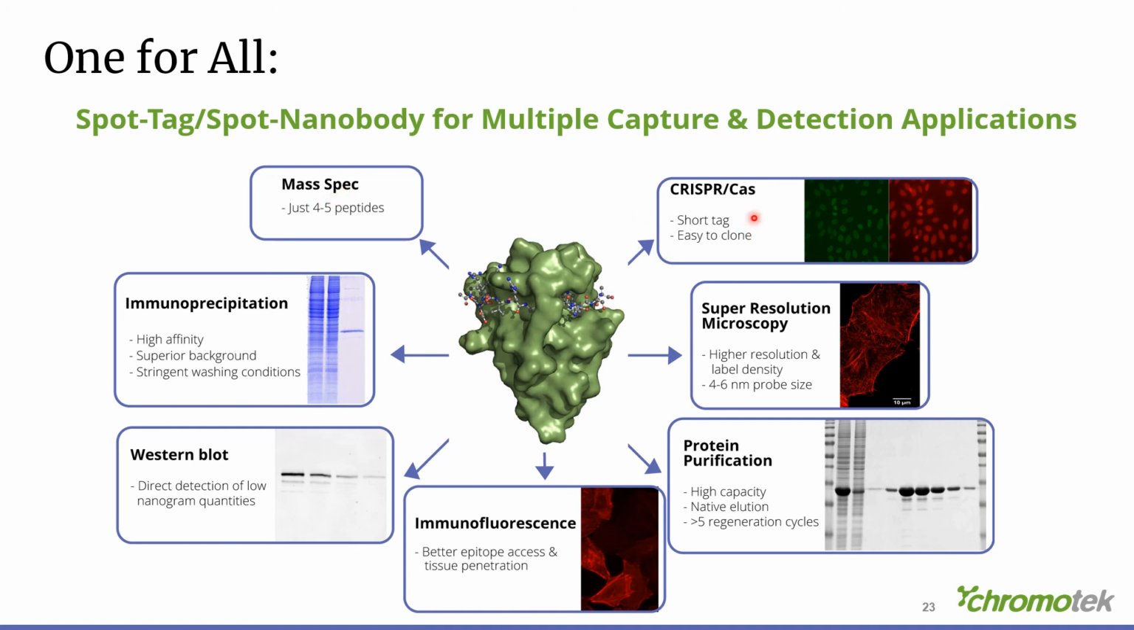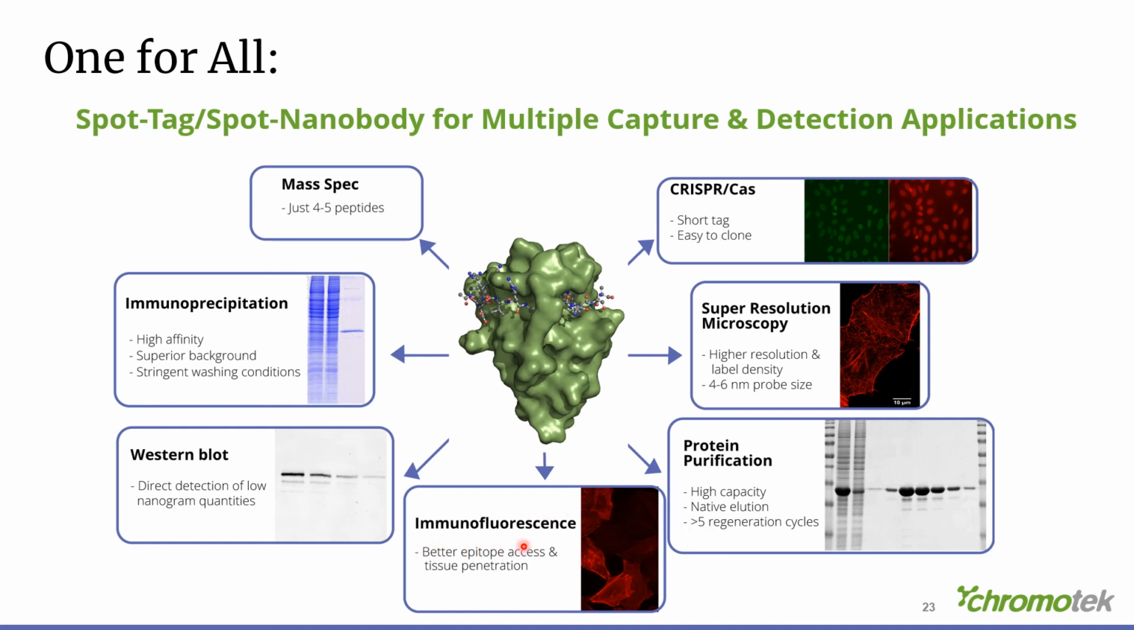You may CRISPR-Cas the short tag relatively easily into the genome using CRISPR-Cas technology. You can use a Spot-Tag in Super Resolution Microscopy, where you obtain a higher resolution and a higher label density than with conventional antibodies due to the small probe size. You can effectively use it for protein purification with a spot cap. We have a high capacity, we have a native elution at 4 degrees and multiple regeneration cycles.